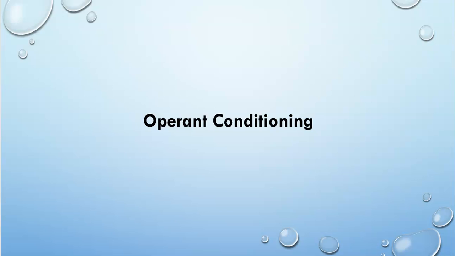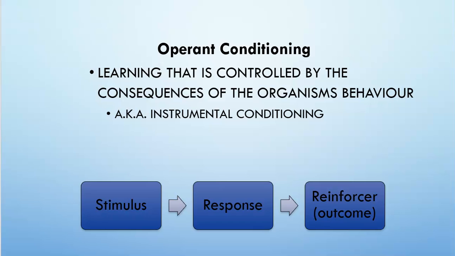So remember that classical conditioning occurs when two stimuli become associated with each other. Whereas in operant conditioning, we learn to associate our response with specific consequences. In other words, operant conditioning is learning that is controlled by the consequences of the organism's behavior. The organism obviously could be our dog, it could be us, it could be really any animal or organism.